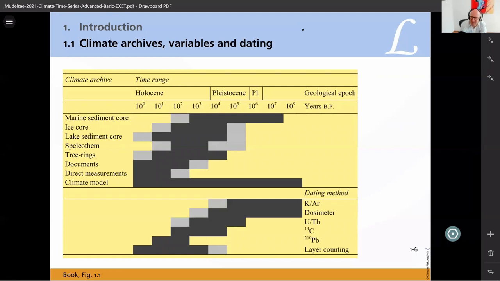Okay, now we deal a bit with paleoclimate. Anyone heard about paleoclimate, or are you familiar with it? Well, we see here on the horizontal axis a time range, and we see also the geological epochs, the Holocene. This is years before present. So this is 10 to the power of 0, which is 1. Then 10 years, 100, 1,000, 10,000 years, a million years. Here we speak about the Pliocene and the Pleistocene epoch, and we can go further and further back in time. Here we are speaking now about billions of years.